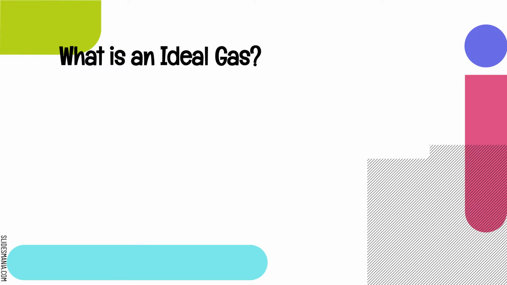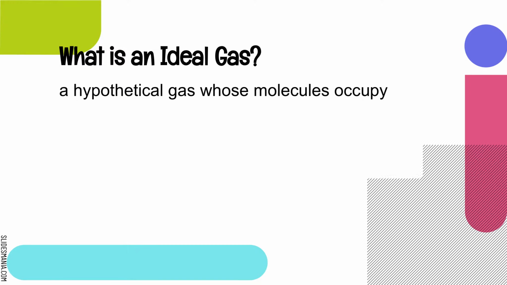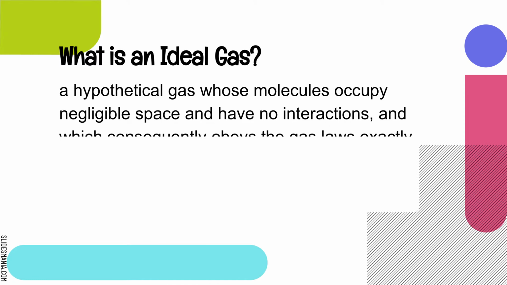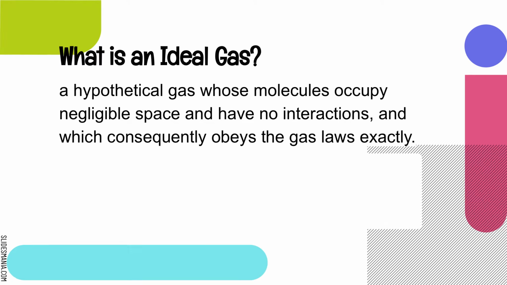So what is an ideal gas? An ideal gas is a hypothetical gas whose molecules occupy negligible space, which means very little space, and have no interactions, and which consequently obey the gas laws exactly.